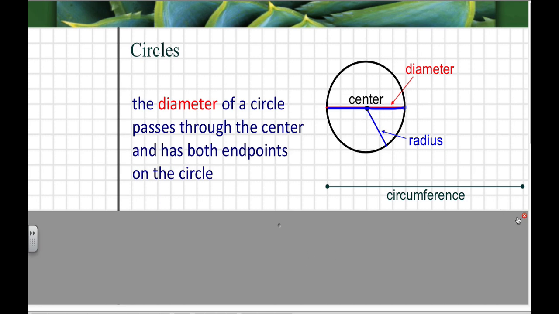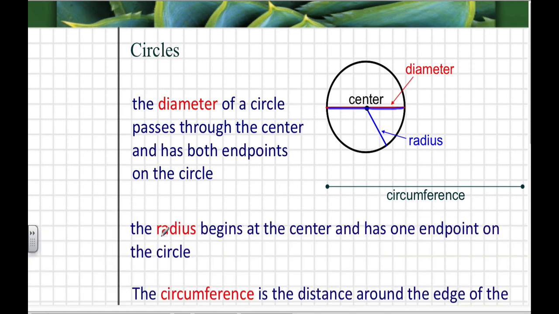In addition to the diameter, we also have what's called the radius. The radius is like the diameter. It begins at the center, except it only extends to one side of the circle. So it only has one endpoint on the circle. It begins at the center and has one endpoint on the circle. And of course, 2 radii equal 1 diameter. You can see we have a radius here, a radius here, and together they form a whole diameter. So 2 radii equal 1 diameter.